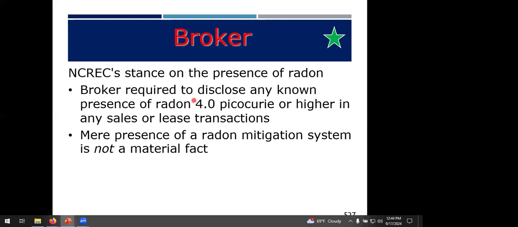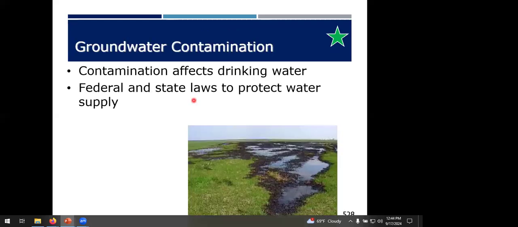Another environmental concern addressed in the syllabus. We're not covering the book. Remember, we're covering the syllabus. So another environmental concern is groundwater contamination. Groundwater, once it's filtered through, eventually becomes our drinking water. So when that groundwater gets contaminated, it's an environmental concern.